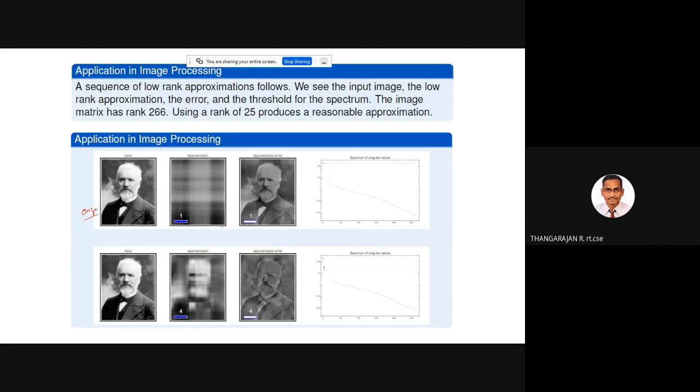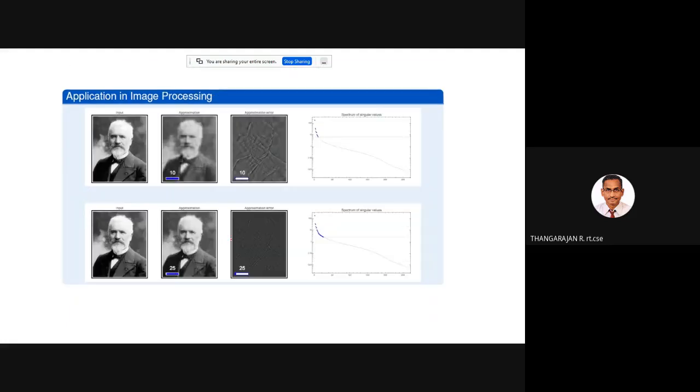Original, and here I'll go here. Okay, so I take a 10 rank approximation. So you find that, or I'll start from here. So I take a 25 rank approximation. Okay, so here you find that actual, so this is a complete set of eigenvalues.